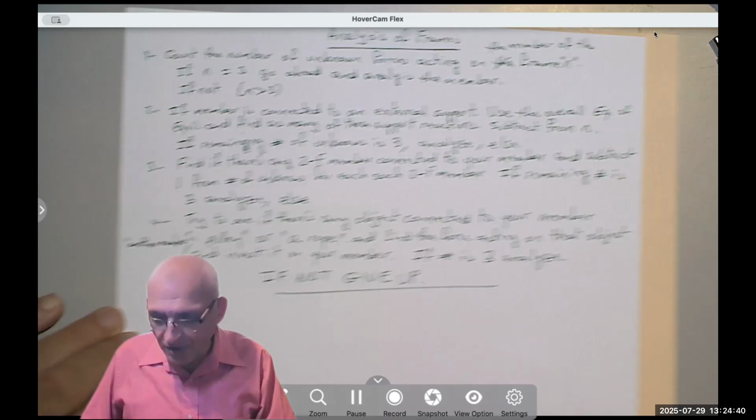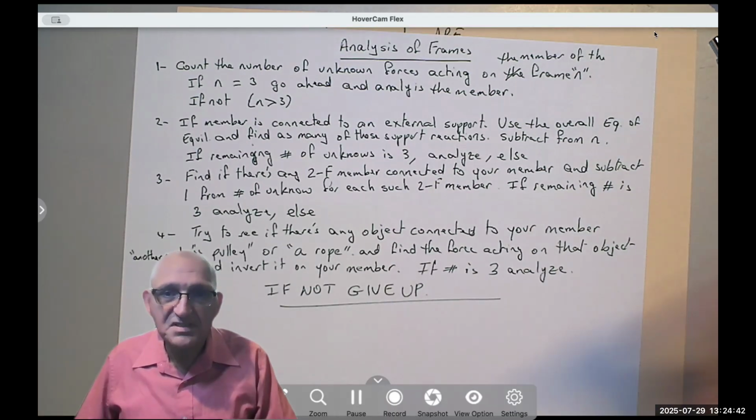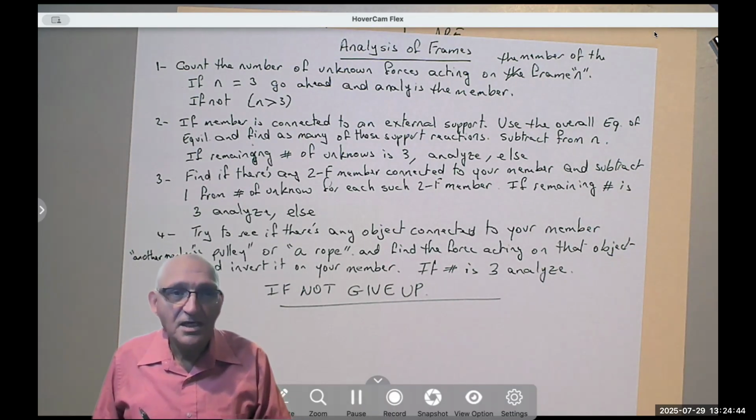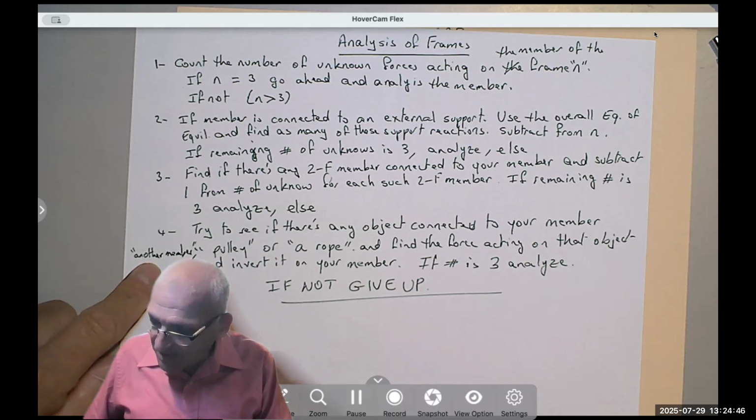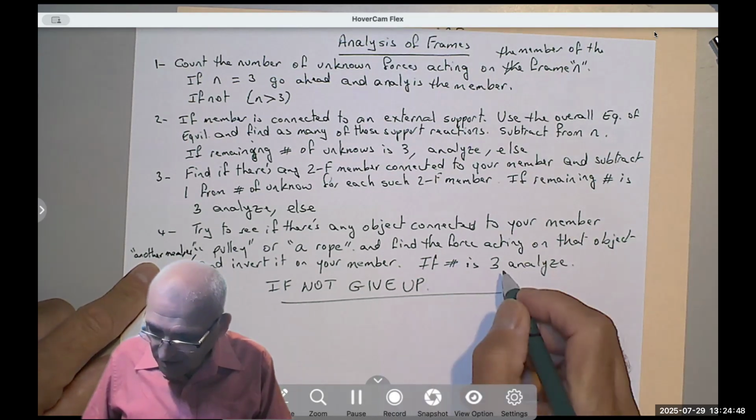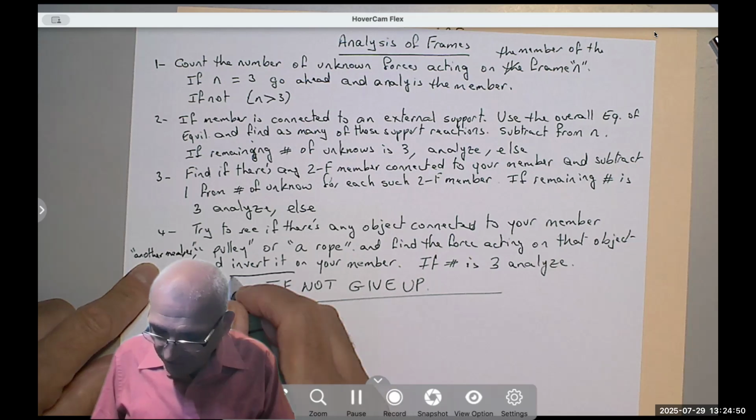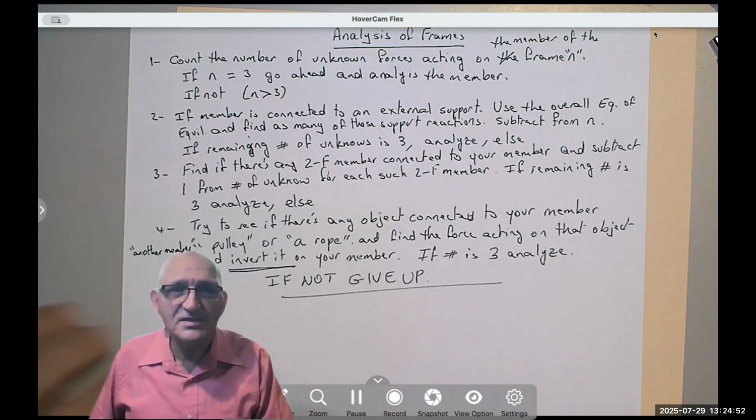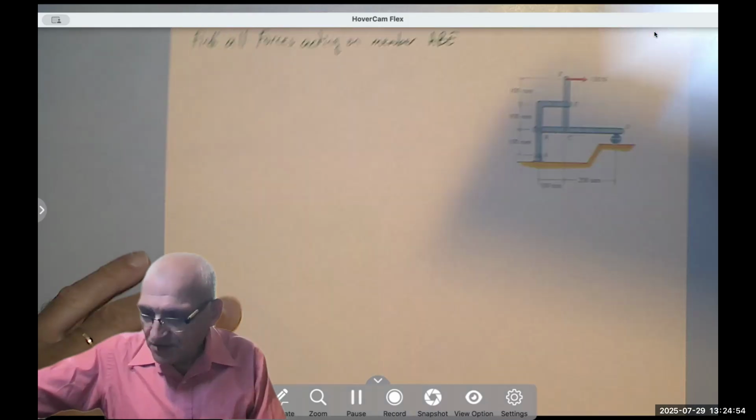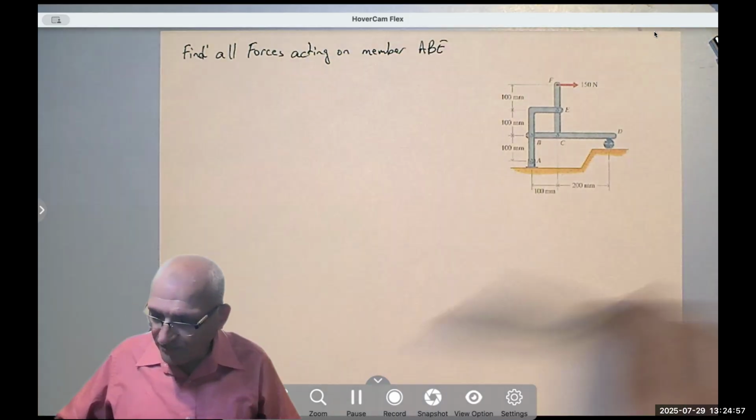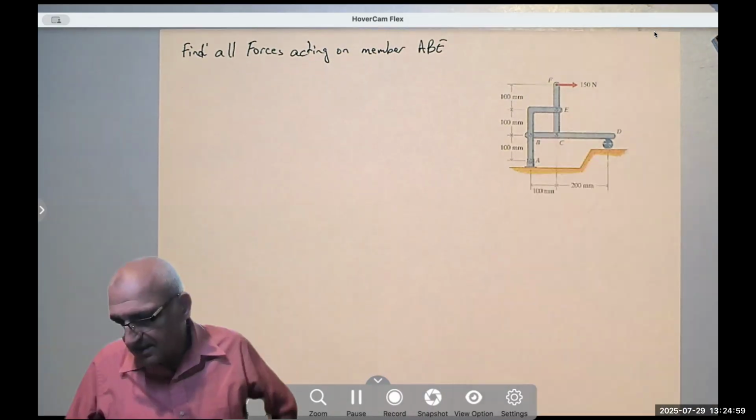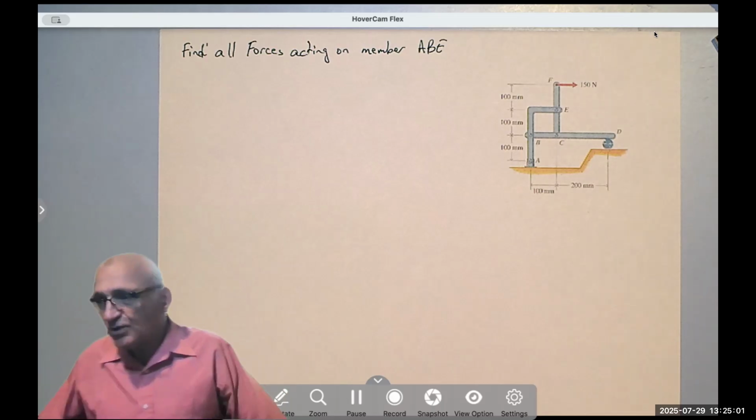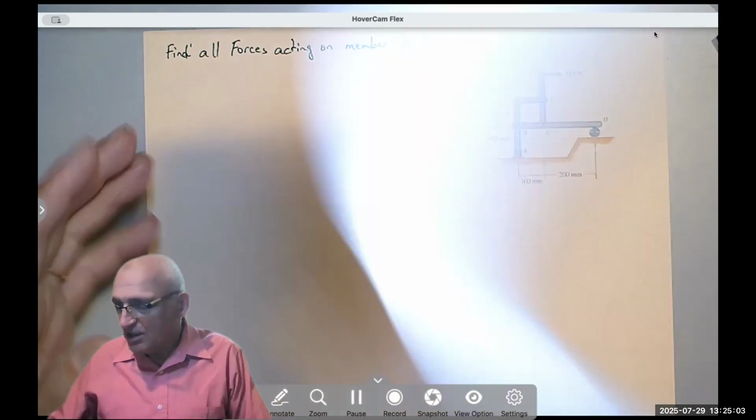Or a pulley or a rope or some object, okay? But when you do that, you have to remember to invert the force that you find on your member. We'll see what that means in a second. So let's say we want to find all the forces acting on member ABE. I picked ABE because we are going to go over these steps one by one.